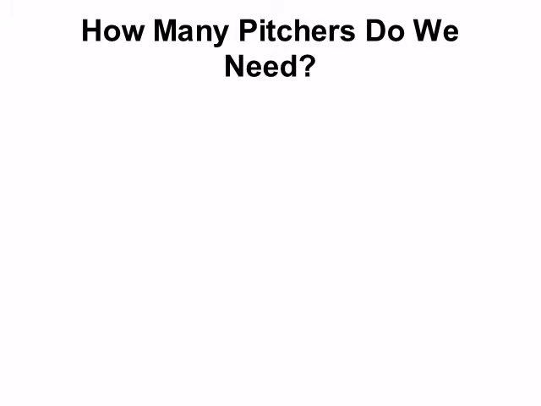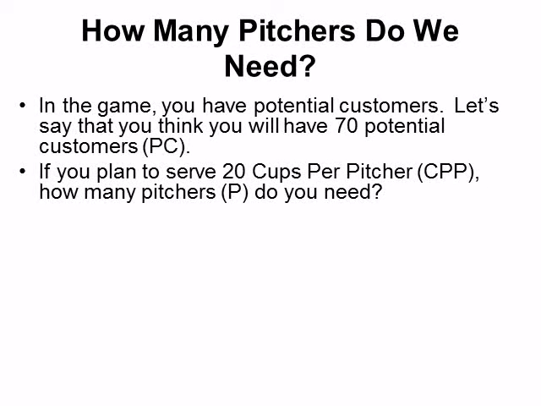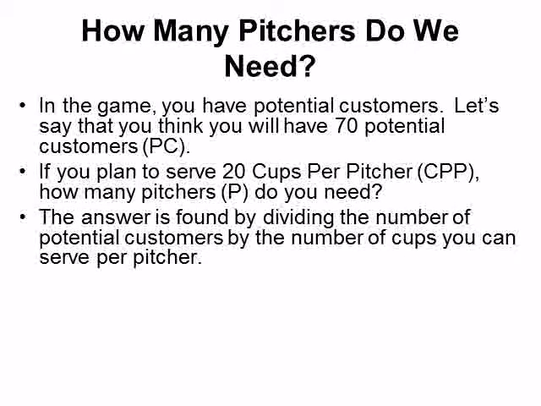The next step is to determine how many pitchers of lemonade we're going to need. In the game, you have potential customers. Let's say that you think you will have 70 potential customers. We'll call that PC. If you plan to serve 20 cups per pitcher, that's CPP for cups per pitcher. How many pitchers do you need? Well, the answer is found by dividing the number of potential customers by the number of cups you can serve per pitcher. So we have the number of pitchers is equal to PC divided by CPP.